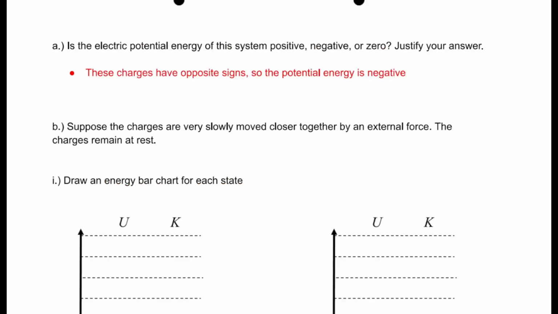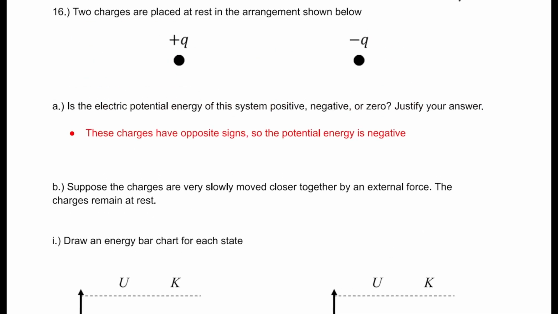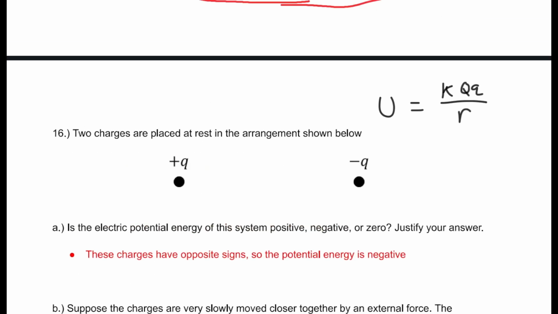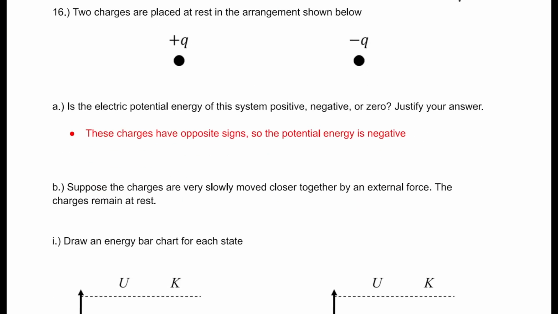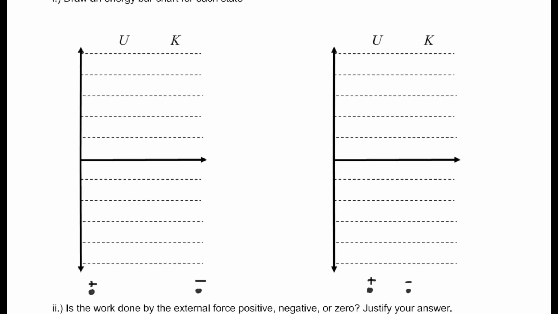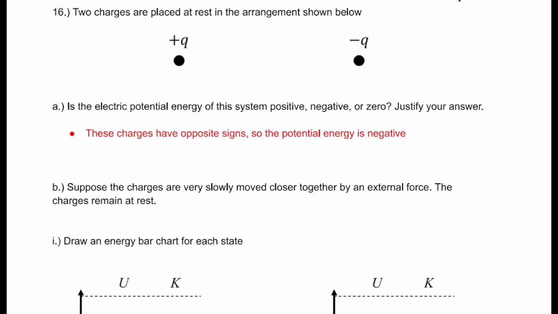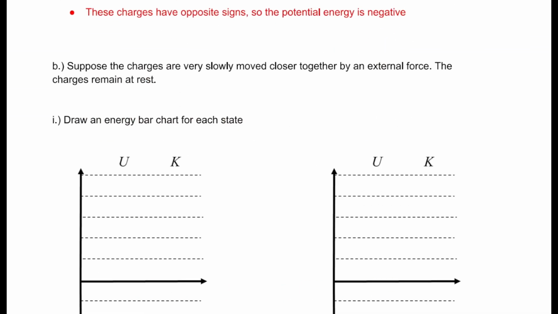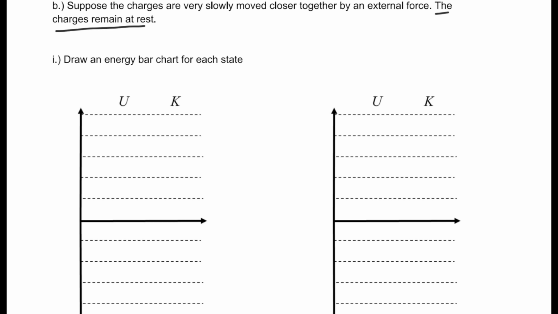Then suppose we move the charges closer together by an external force, keeping them at rest the whole time. So it's really important that they're at rest. If there wasn't an external force, we'd get a different bar chart because they wouldn't have to be at rest. But some force is keeping them at rest. So this could be our plus and minus, originally separated by a big distance, and then the second bar chart could be our plus and minus separated by a small distance. So we see that the charges remain at rest in both times. So this actually means that there's no kinetic energy in either state.